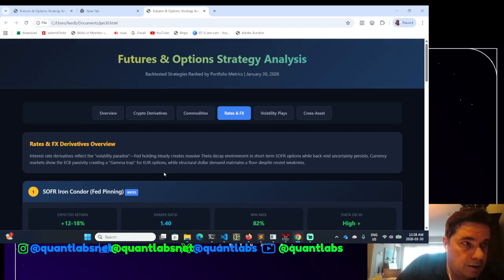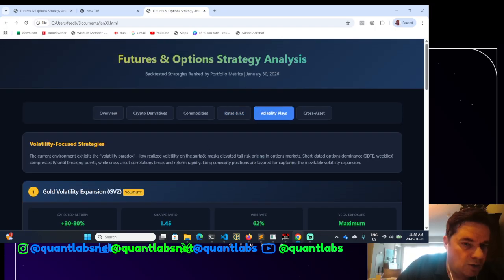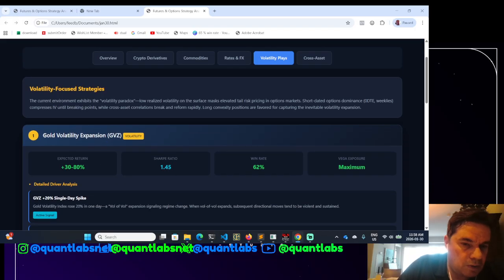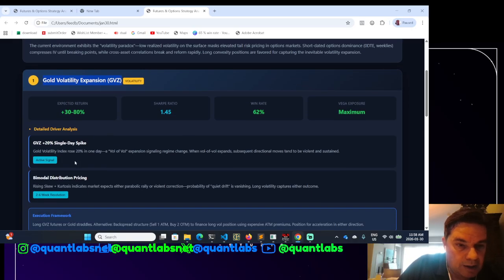So these are current news events driving this. Another one I've talked about before is volatility. So we have a volatility trade on the GVZ, the gold volatility index. Making 30 to 80% return, Sharpe ratio 1.45. Again, with these win ratios, you think you're living in a dream. Knowing how to do this is impressive. It's right there, coming out of AI.